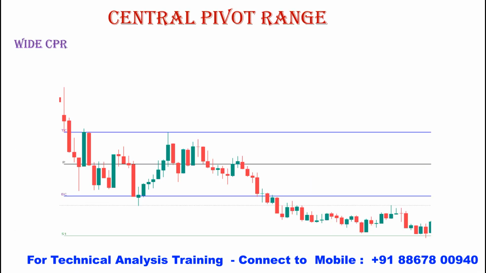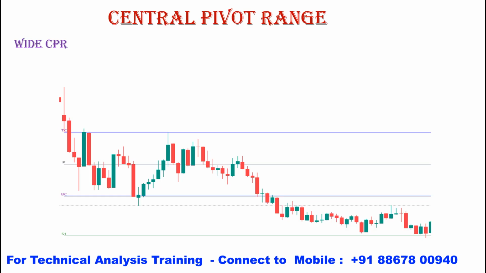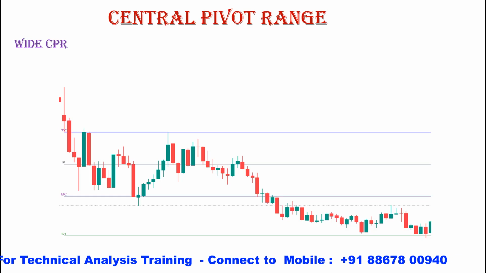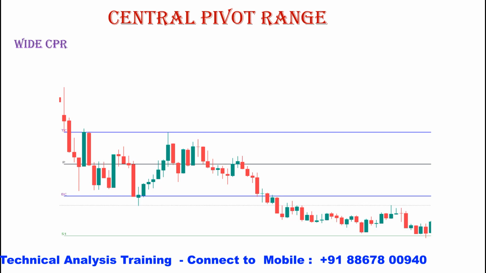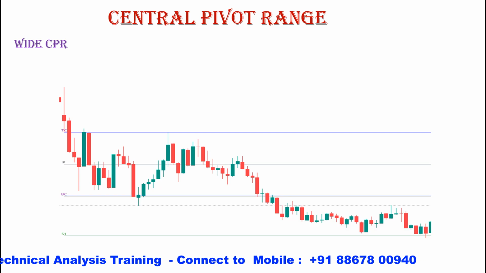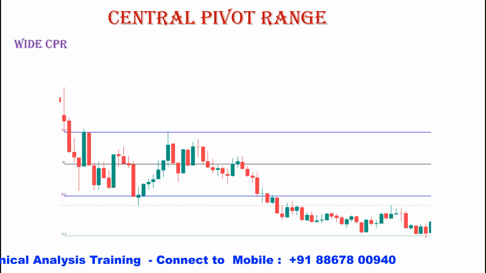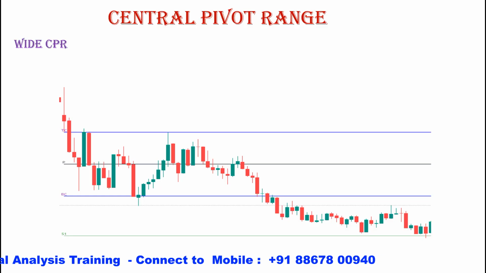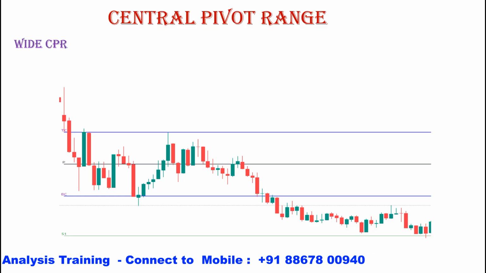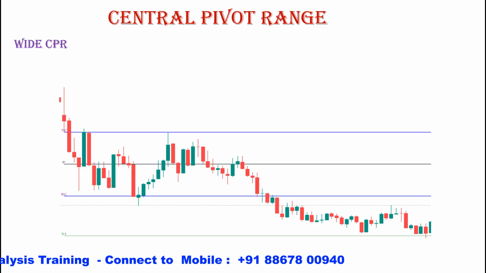So we have seen the two types of CPR, the uptrending CPR and the downtrending CPR. Uptrending CPR means the current day CPR is above the previous day CPR, so the overall trend is looking bullish. And if the current day CPR is below the previous day CPR and every day the CPR is forming below the prior day CPR, it is called downtrending CPR. The overall trend of the particular instrument is looking bearish.